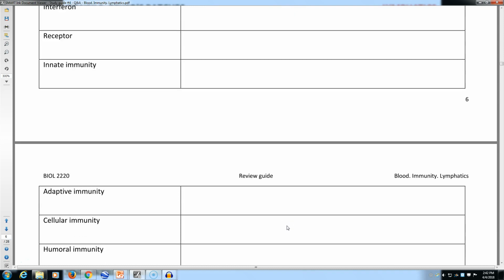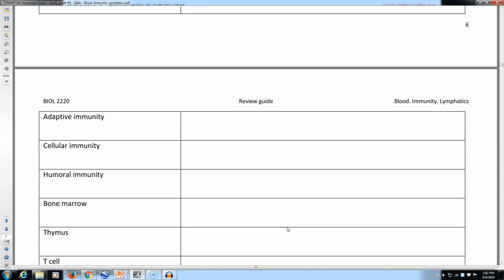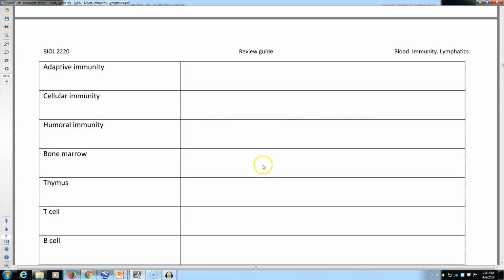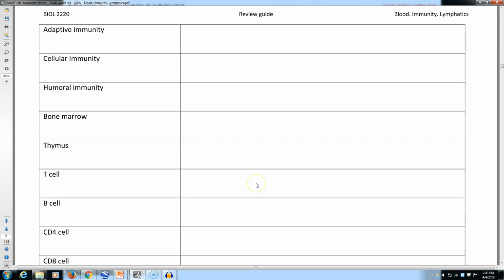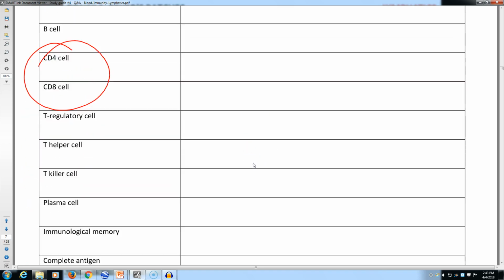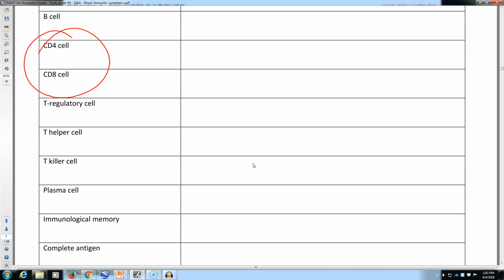Difference between innate and adaptive immunity. So innate immunity, given adaptive immunity, requires exposure, cellular, be it T cells, humoral B cells that produce antibodies. Know what bone marrow and thymus are. T cells, B cells, two types of T cells, the function of T regulatory. I'm going through because this is a straightforward explanation.